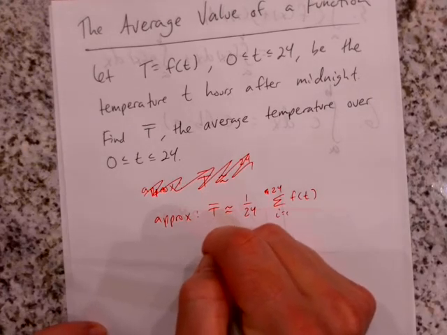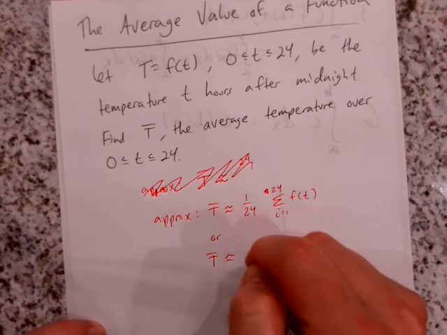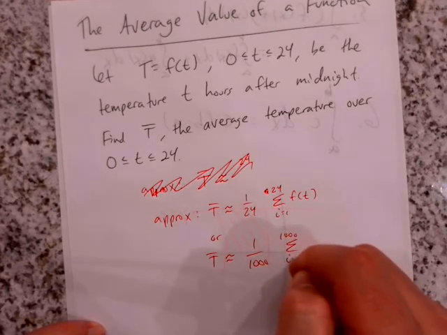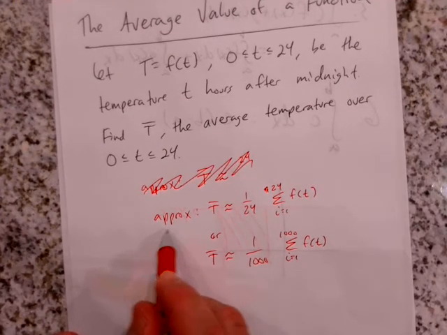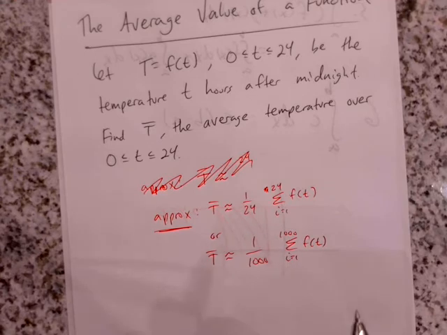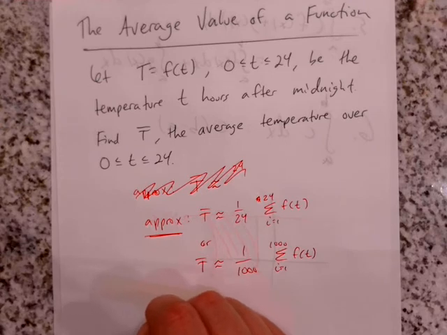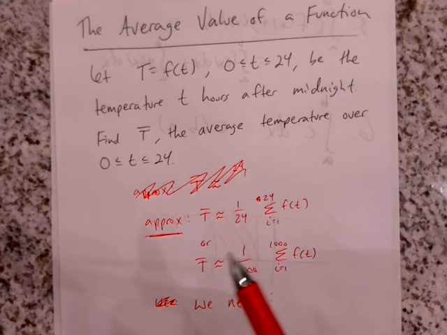Or, if you want a better approximation, you could say T bar is like, I don't know, we'll do it 1,000 times a day. We'll do 1,000 temperature readings, add them up, and divide by 1,000. That's going to be a really good approximation, but it's still an approximation. And we want the exact average value. So what we need is an infinite number of these observations.